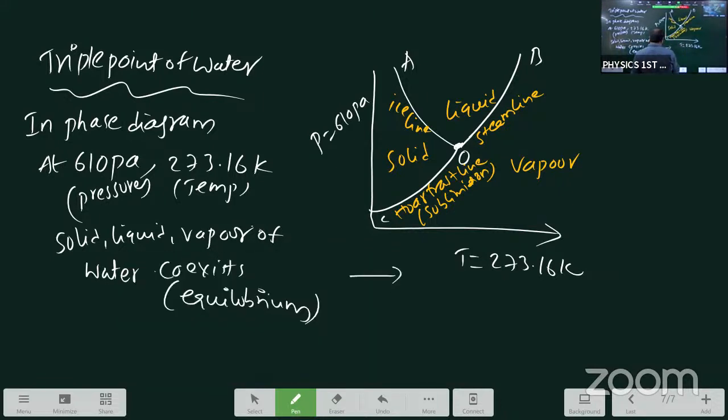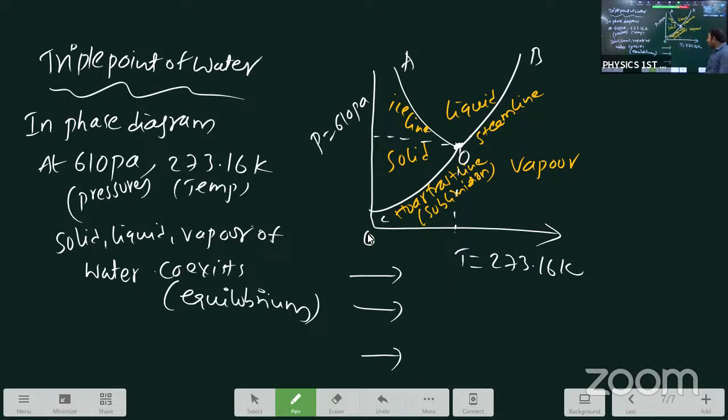First the definition, 1 mark. Diagram, 1 mark. These 3 concepts, 2 marks. Total 4 marks. Definition: in the phase diagram, at 610 Pascal pressure and 273.16 Kelvin, solid, liquid, vapor coexist or are in equilibrium. Don't draw from the origin. The origin is there.